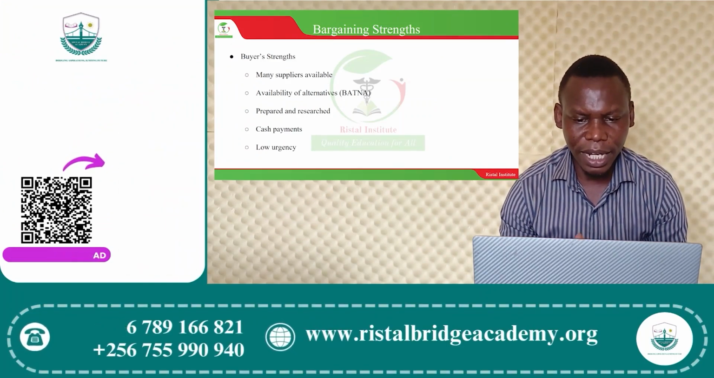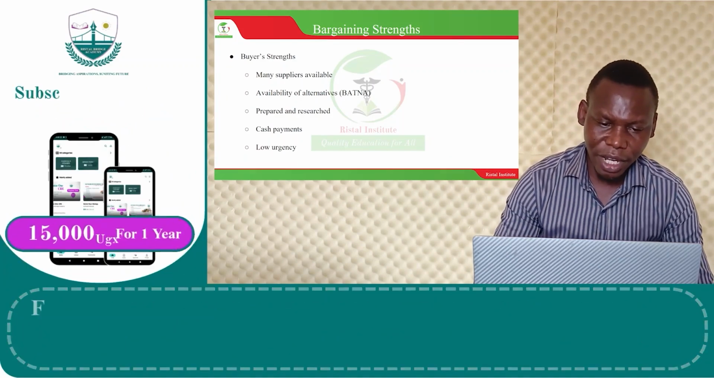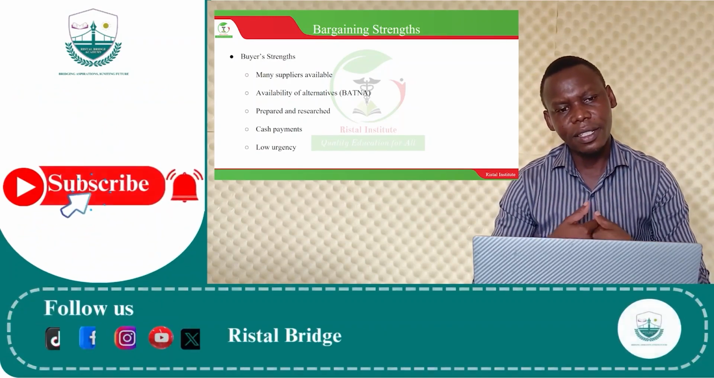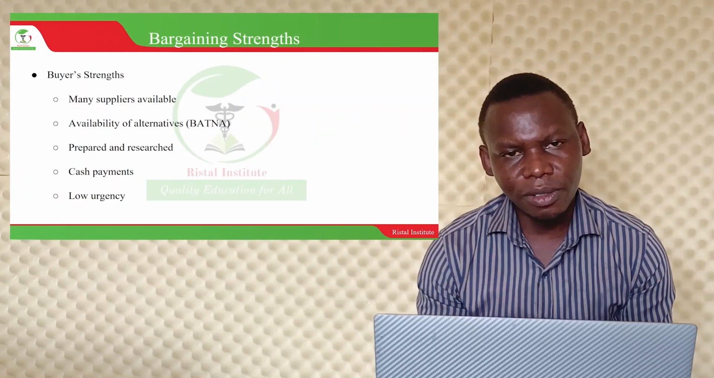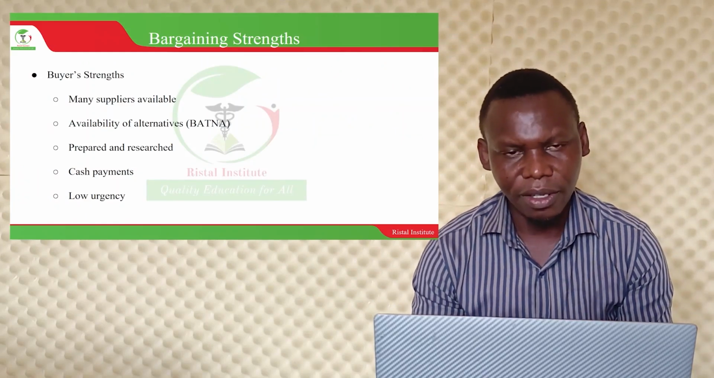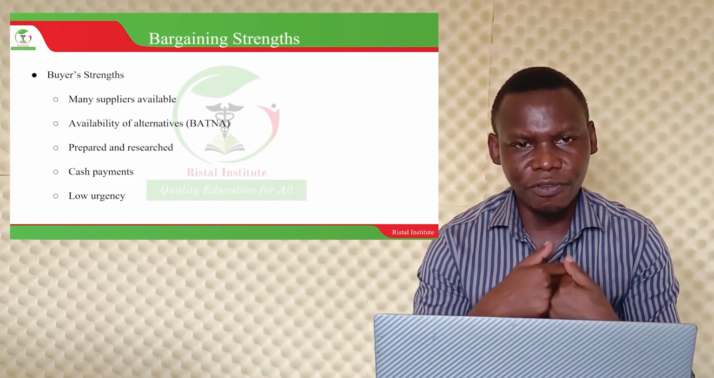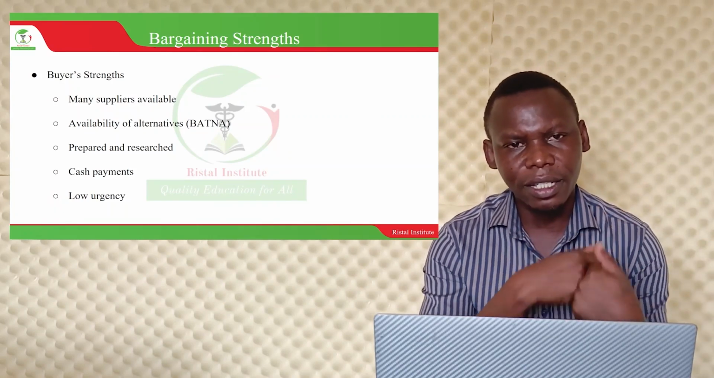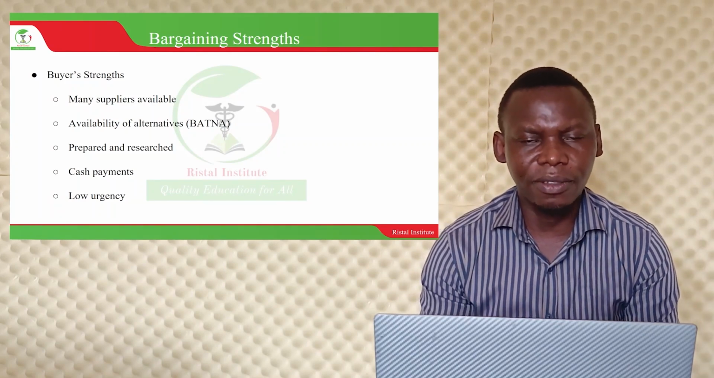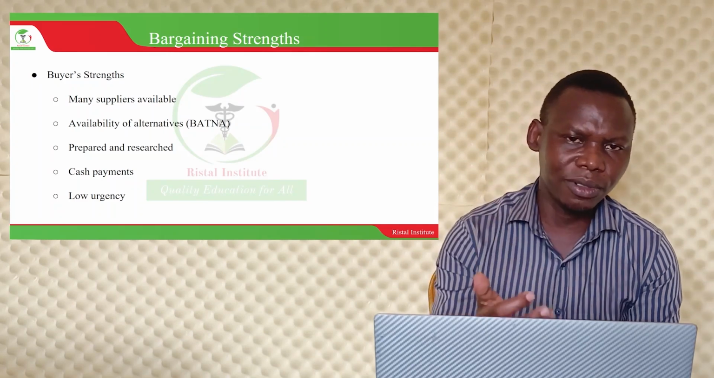Let's look at the buyer's bargaining strength. When we look at the buyer's bargaining strength, the strength is how much influence you will have in the bargaining process. That is the strength. Of course, we look at it in the positive way. How much can you influence the other party to agree to what you are offering? So what are these determinants of the strength of the bargaining, or the influence you can put on the seller?